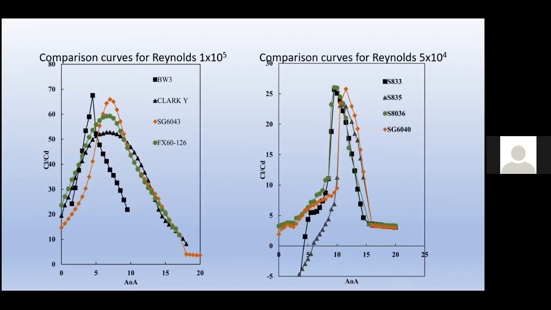Below, we can see the comparison curves. On the left side, there is a comparative graph for the airfoils intended for the mid-blade area, where for a Reynolds number of 100,000 the relationship between the lift and drag coefficient versus the angle of attack was compared.